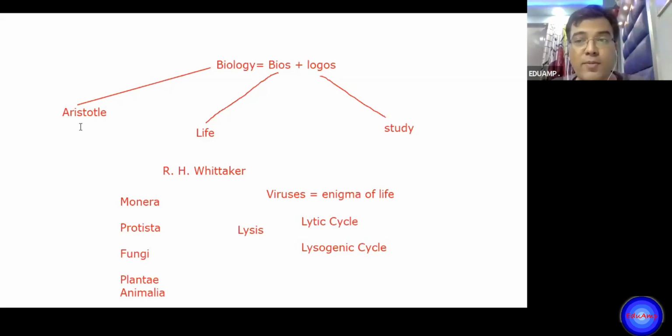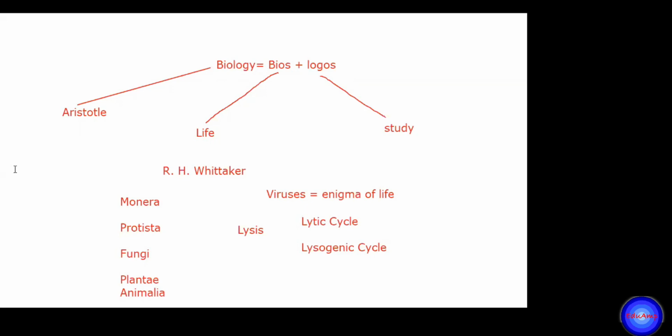And let me tell you one more thing: biology can be divided into two branches. There are not only two branches, there are many branches of biology, but there is one branch of biology which is very important because of Aristotle, and there's one more branch which is rather equally important. So can you tell me those two branches?